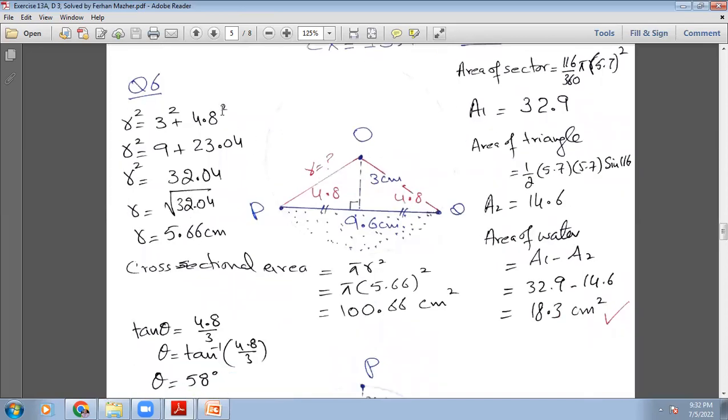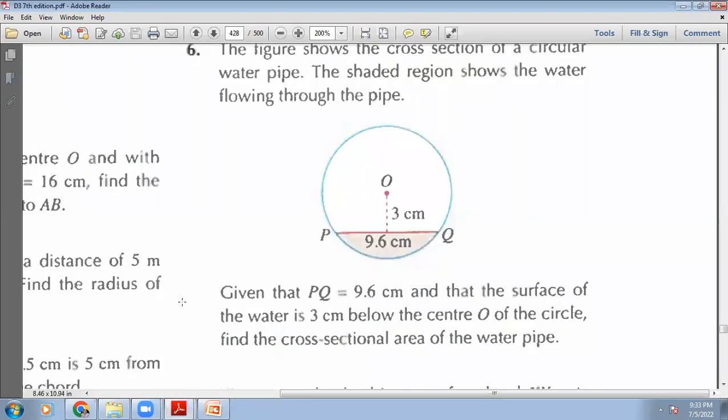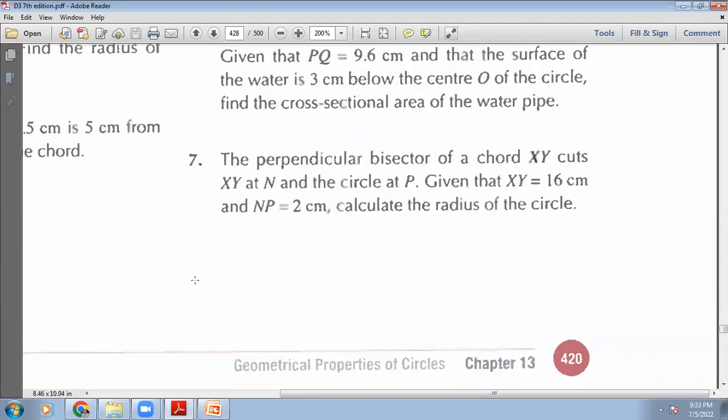And here you can see the whole question. Just ignore this calculation. This was not required. I just did it. I hope you understand this question, how we have found the area of this cross section of the water. So this was how you solve question number 6. Now we are going to the next question.